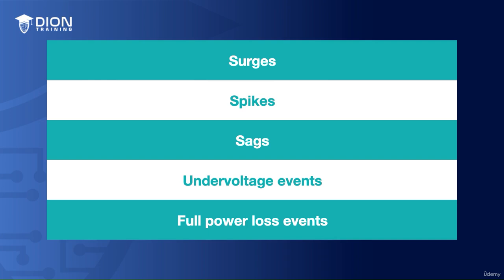Now, when it comes to power, there are 5 key terms that describe the current state of the power being received by our systems. These conditions include things like surges, spikes, sags, undervoltage events, and full power loss events. First, we have a surge.